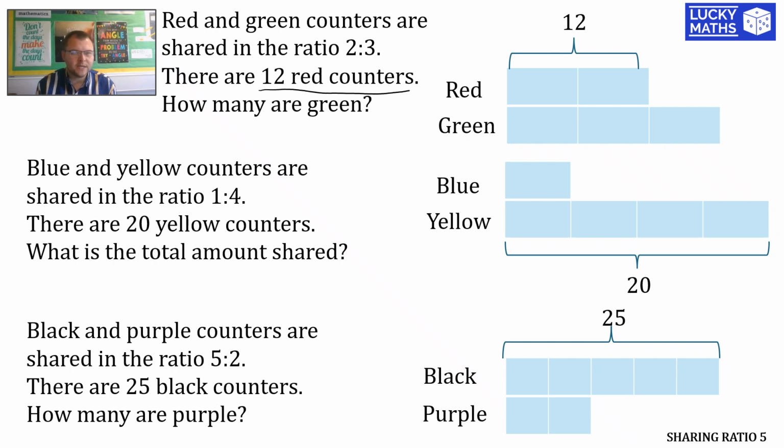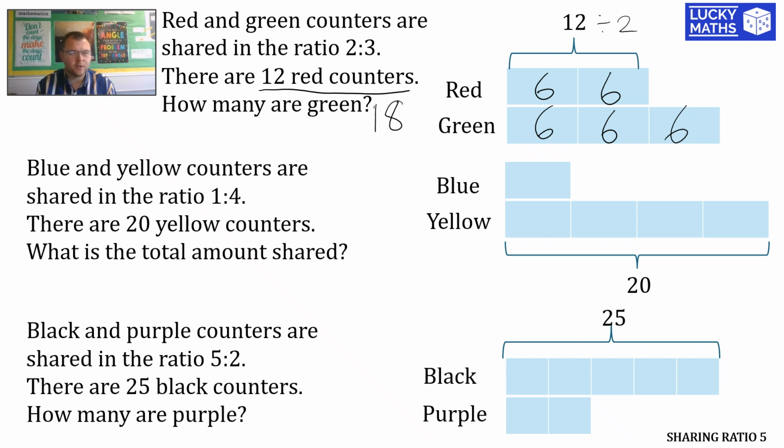Basically, if there's 12 red counters, now we can see the diagram here. 2 boxes represent the red counters. So we are splitting 12 divided by 2. That tells us the value of each box is actually 6. And from that, we can clearly see green is 3 times 6. There are 18 green counters. Again, remember, there are more greens than red. It should be fairly obvious looking at it. But it's about this first step. Red is split between the number of boxes for red.